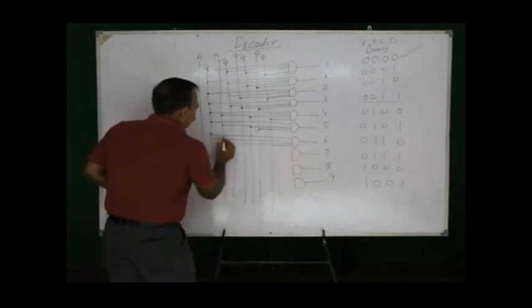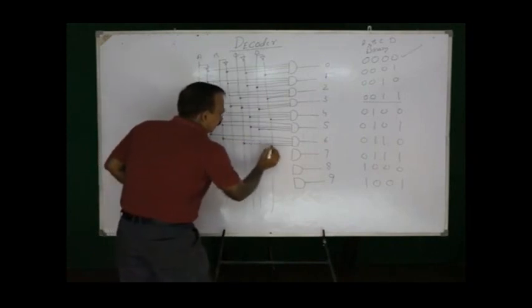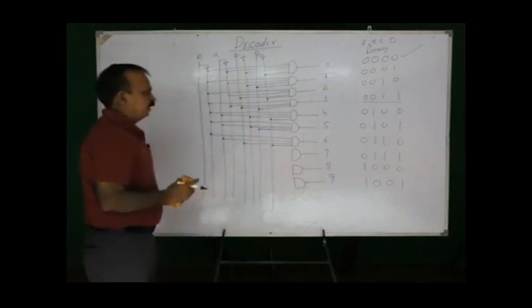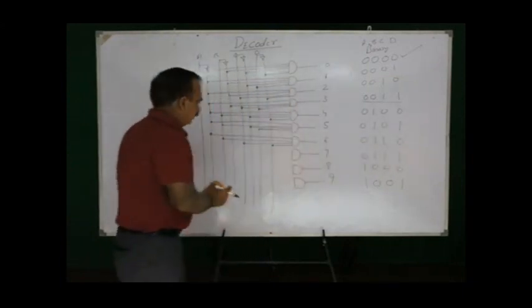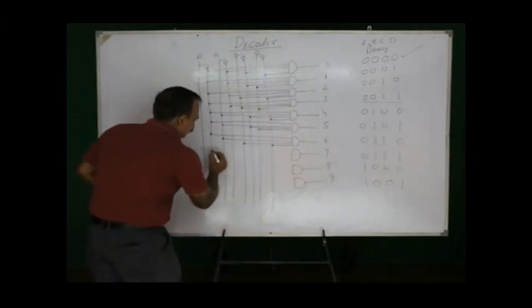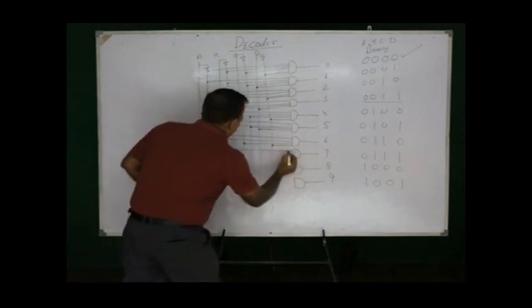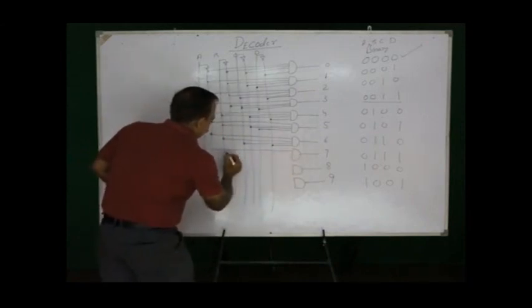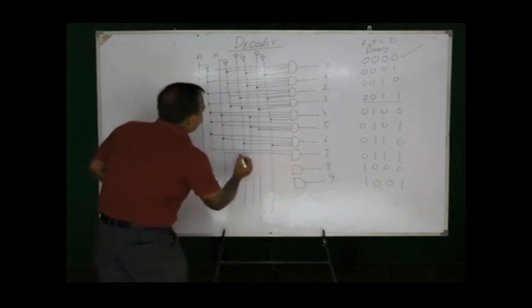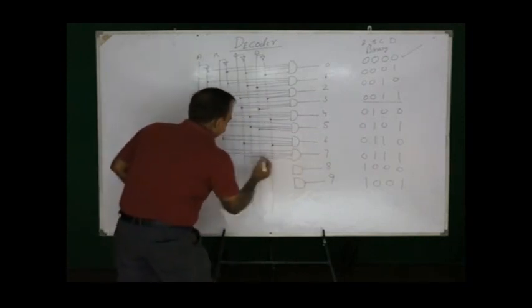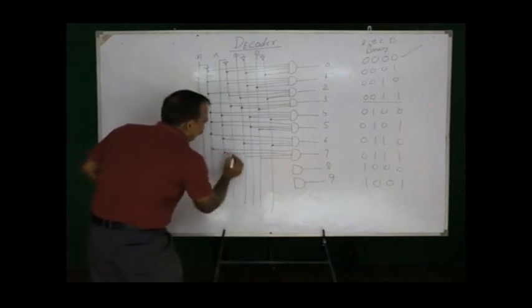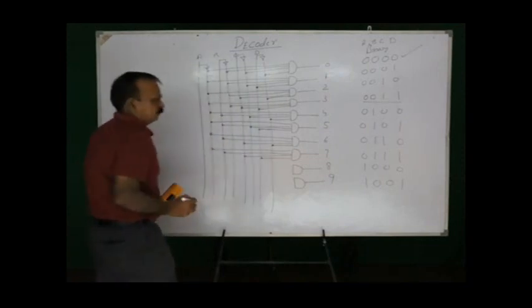A bar, B, C and D bar. 7, it is A bar, B, C, D. It is A bar, B, C, and the last one is D. A bar, B, C and D.